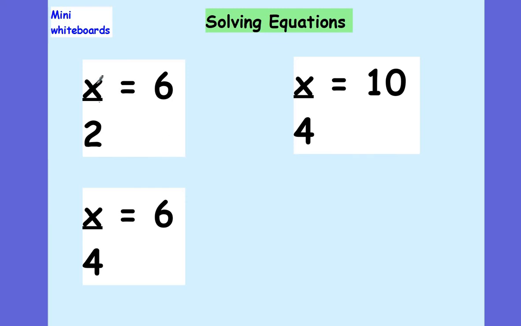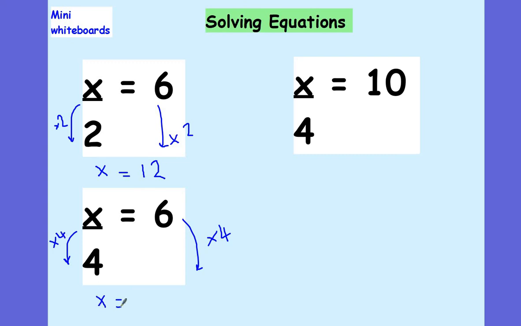Okay, let's go through some answers. So for this one, to get x on its own, I need to multiply both sides by 2, timesing by 2 and timesing by 2 will give me x is equal to 12. For the second one, I need to multiply both sides by 4. 6 times 4 gives me what, Trenton? 24, thank you very much. I've got x over 4 is equal to 10. I want to multiply both sides by 4 in exactly the same way, which will give me that x is equal to 40.